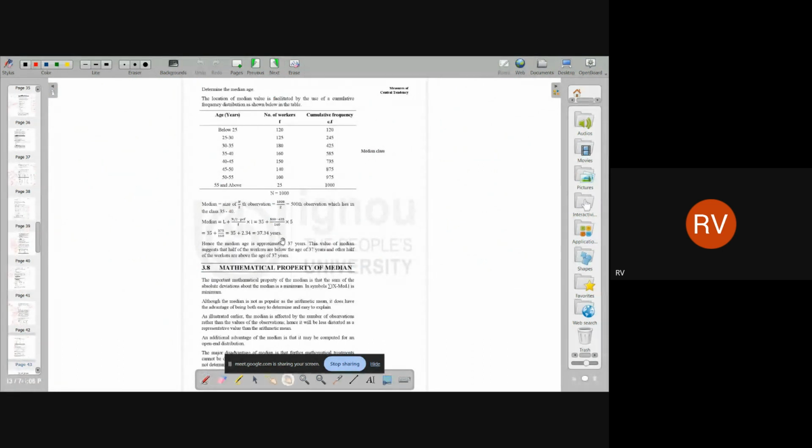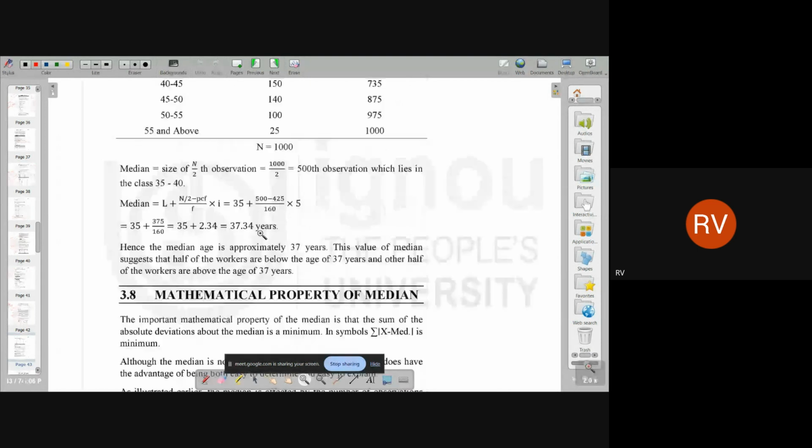The calculation is given in the textbook. That is 37.35. Correct. The median age is approximately 37 years. This value of median suggests that half of the workers are below the age of 37 years and the other half of the workers are above the age of 37 years. That is the interpretation of median. Above 50% is above 37 age, below 50% is below 37.